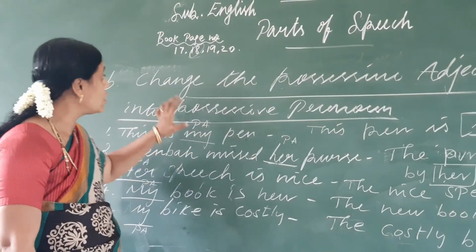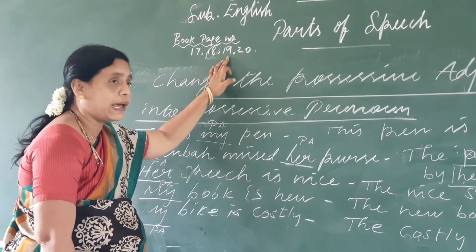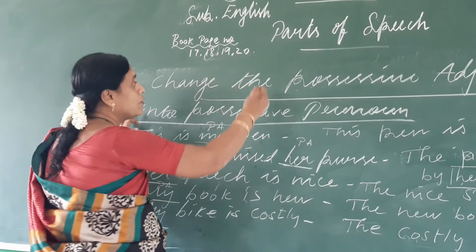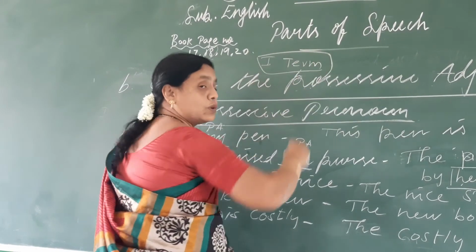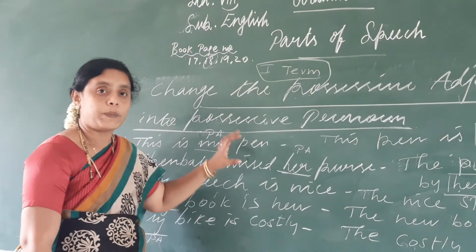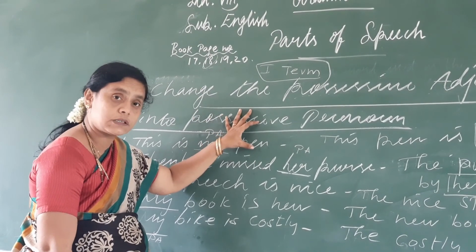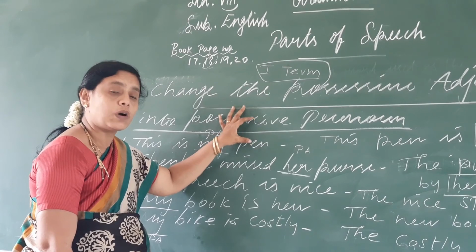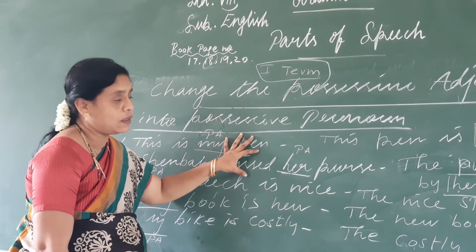Today I taught you book page numbers 17, 18, 19, 20 in your first term English book. So what you students have to do is copy down in your book and go through these four pages thoroughly and understand what the parts of speech are that we learned today. And thank you.